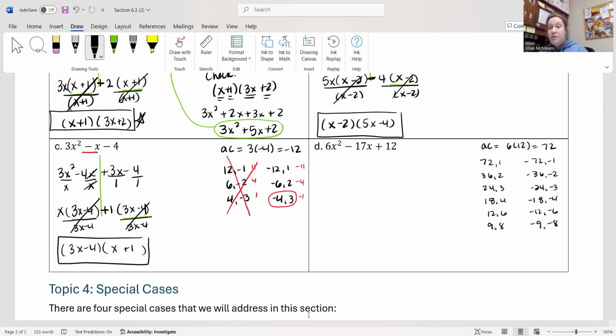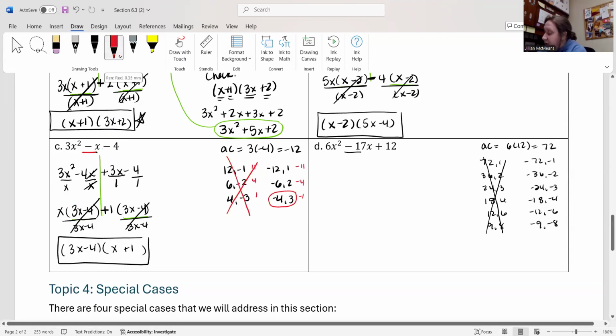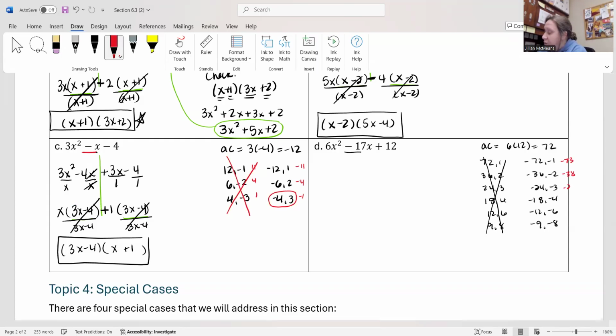Okay, now one of these columns of factors we can immediately eliminate. We know that we have to have a sum of negative 17. There's no way to add these positive pairs and ever get a sum of negative 17, so you can eliminate all of those factors. You don't even have to check the sum. We only want to look at the negative factors. So negative 72 and negative 1 is negative 73. Let's see, we get negative 38, negative 27, negative 22, negative 18, and finally, ding, ding, ding, negative 17. So the magic pair of factors here will be negative 9 and negative 8, okay?